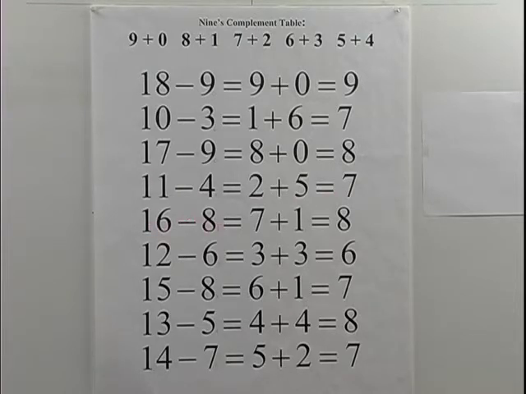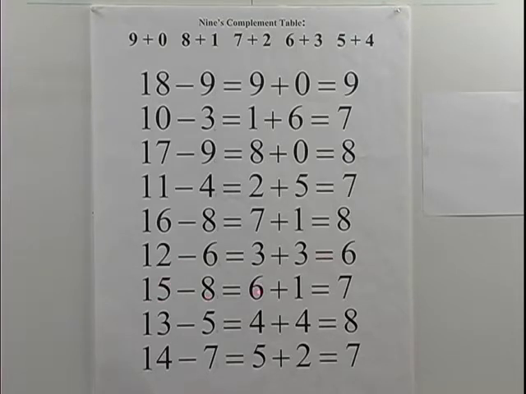16 minus 8. 1 and 6 is 7. 9's complement of 8 is 1. 7 and 1 is 8. 16 minus 8 equals 8. 12 minus 6. 1 and 2 is 3. 9's complement of 6 is 3. 3 and 3 is 6. 12 minus 6 equals 6. That is correct.